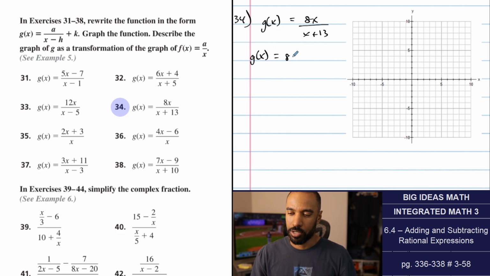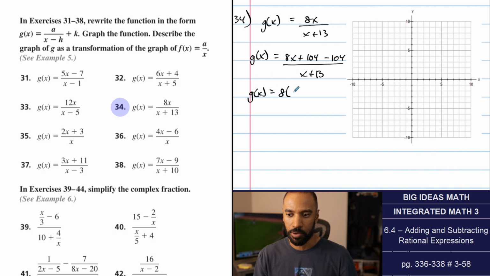8 times 13 is 104. I have to subtract 104 again to negate that and get it back to 8x, which means no good for our graph. Because when I factor, and hopefully you can tell what happens on these now, when I factor 8, I do get the x plus 13. 104 is going to also be dividing by its own x plus 13. That means our a value will be 104.